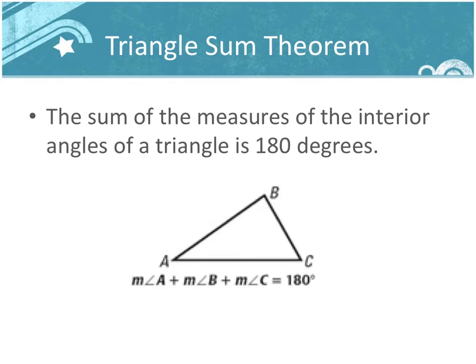So here is our official triangle sum theorem. And what this states is that the sum of the measures of the interior angles of a triangle is 180 degrees. So if I were to add up the measure of angle A plus the measure of angle B plus the measure of angle C, these three angle measures will always add up to be 180 degrees.